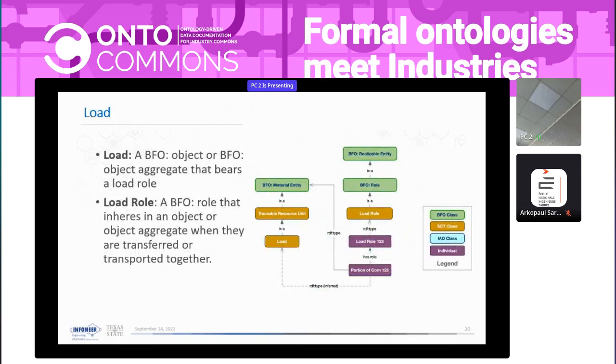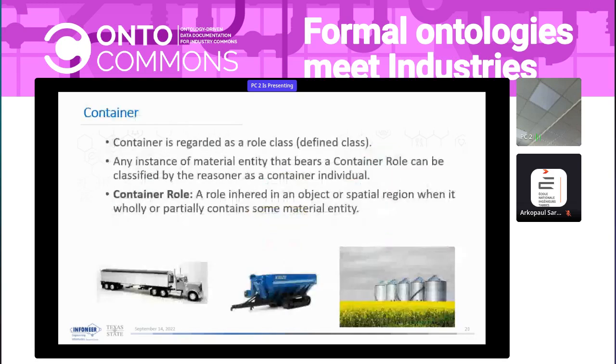Load, for example, is an object or object aggregate that bears a load role, and role is used very much in this ontology. And load role is a role that inheres in an object or object aggregate when they are transferred or transported together. So then a portion of corn can play a load role when it is transported together from one container to the other container. And there are examples of containers. They can be like trucks or carts or bins.